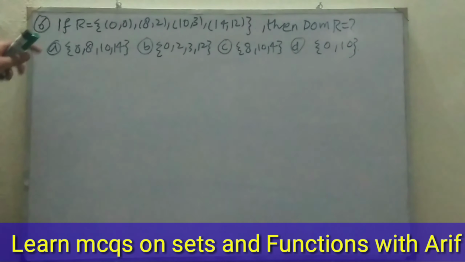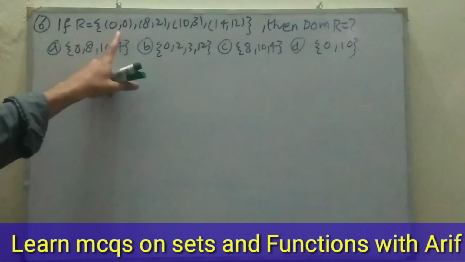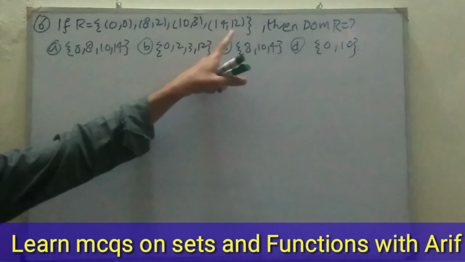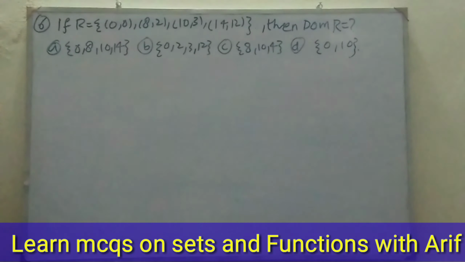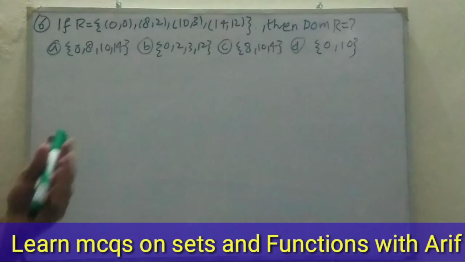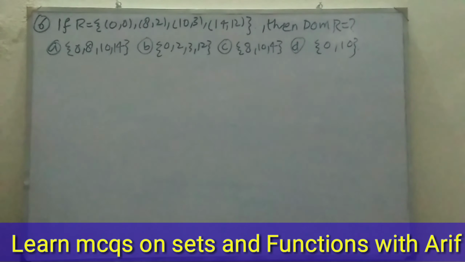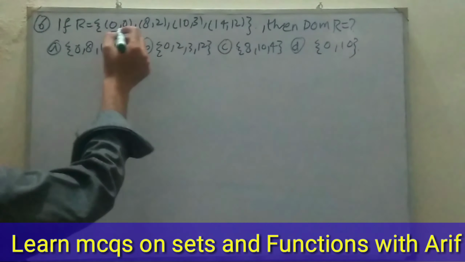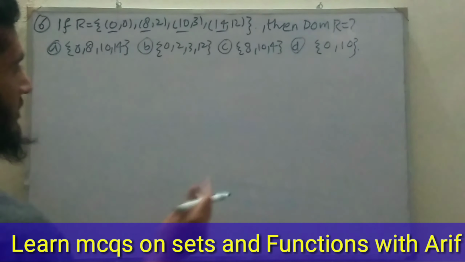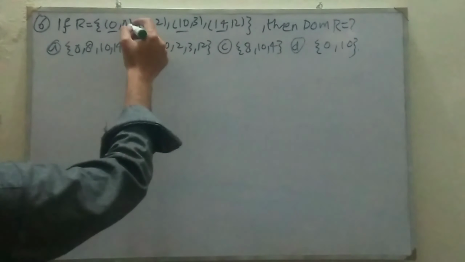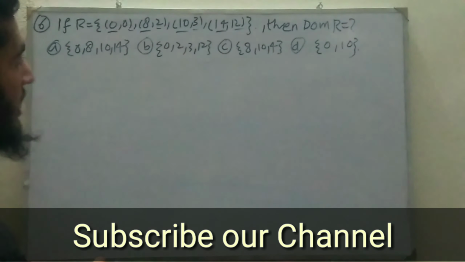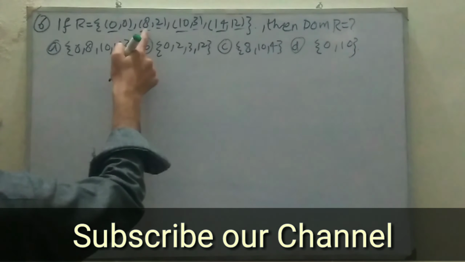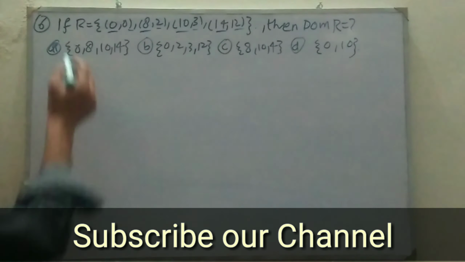Move to MCQ number 6. It tells that if a relation R is equal to (0, 0), (8, 2), (10, 3), (14, 12), then the domain of the relation R will be. You know that domain is actually the input value, the x value, and range is actually the output value of a function or relation. So here the domain is actually the x values, the first values in the ordered pairs, which are 0, 8, 10, and 14. This is the domain of the relation, and 0, 2, 3, and 12 are the second values, the values of y, which is actually the range. But we are interested in the domain, so our domain is 0, 8, 10, 14. So the correct option is option A.